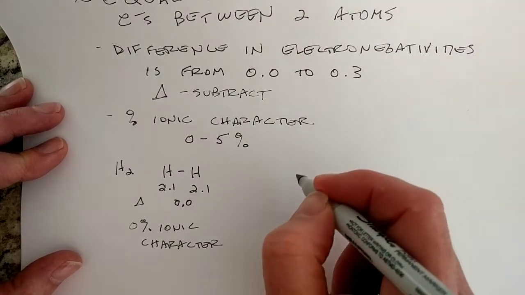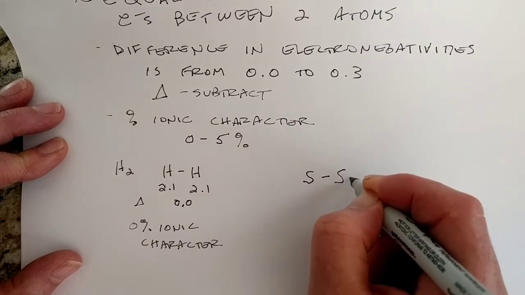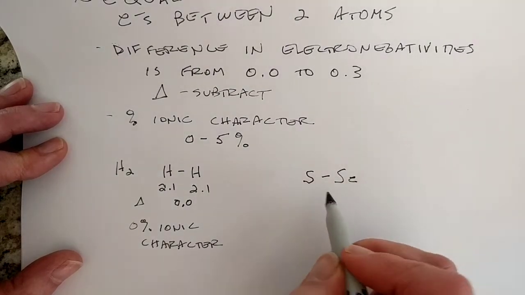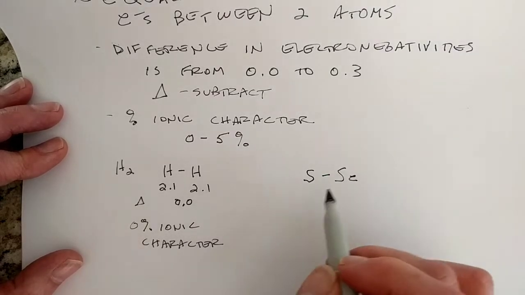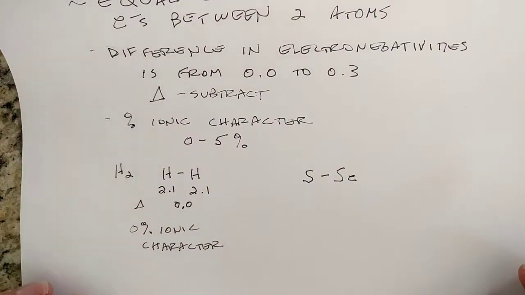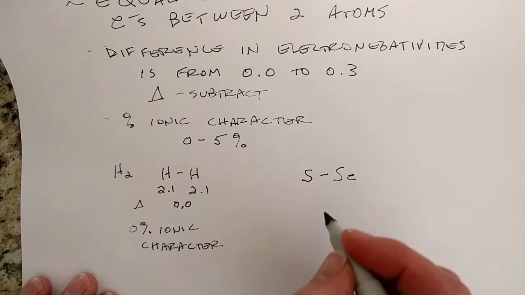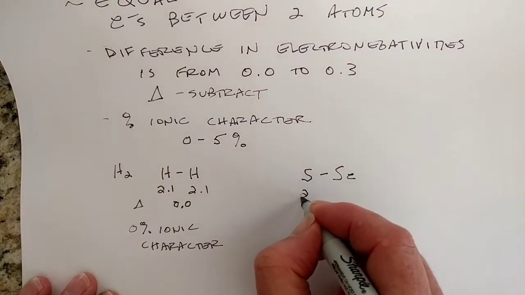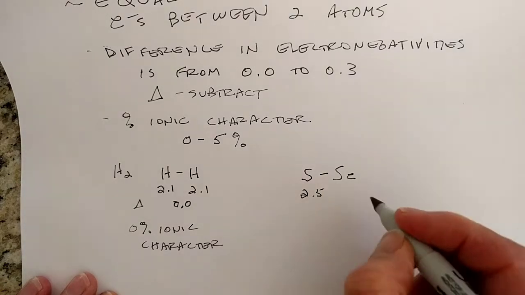Okay, so let's take another example. So the bond between sulfur and selenium. And here we're not talking about a molecule. This could just be one bond in a molecule with many bonds, but we're looking at individual bonds today. Later, we'll look at entire molecules. Okay, so we're going to check our periodic table for electronegativities. And sulfur has a value of 2.5. And selenium has a value of 2.4.